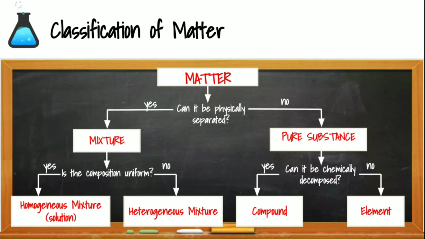So, back to how we classify matter using this flowchart. Today we're going to focus on mixtures. So we know that mixtures can be physically separated because the components of a mixture are not bonded together. There are two types of mixtures. There's a homogeneous mixture, also known as a solution, that has a uniform composition. There's also a heterogeneous mixture, which does not have an even or uniform composition.